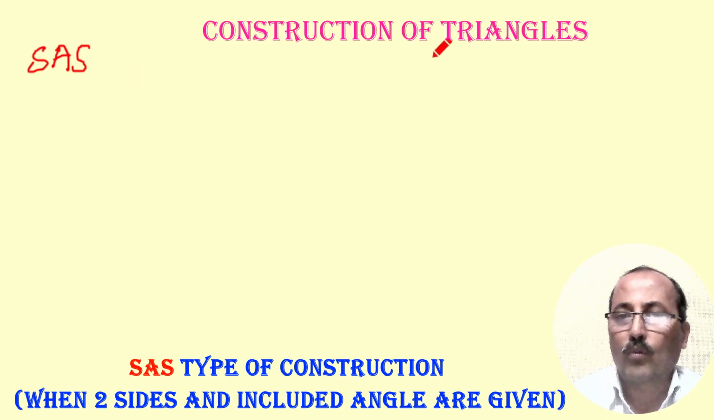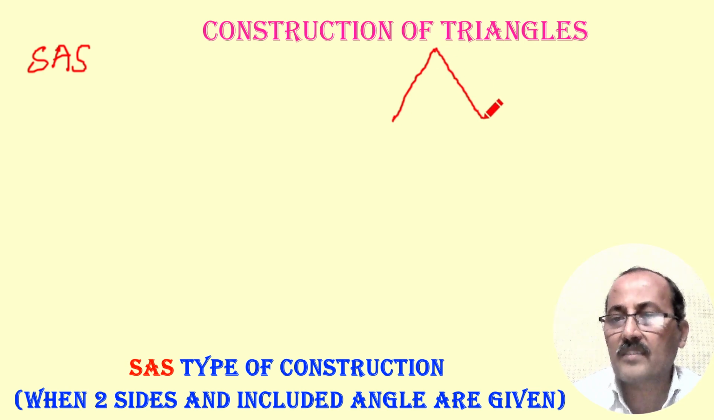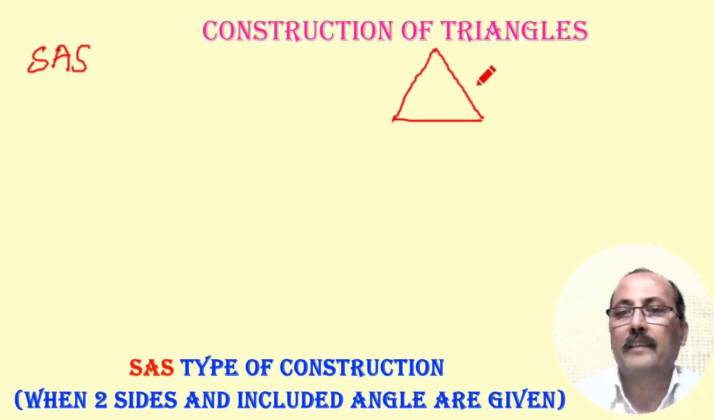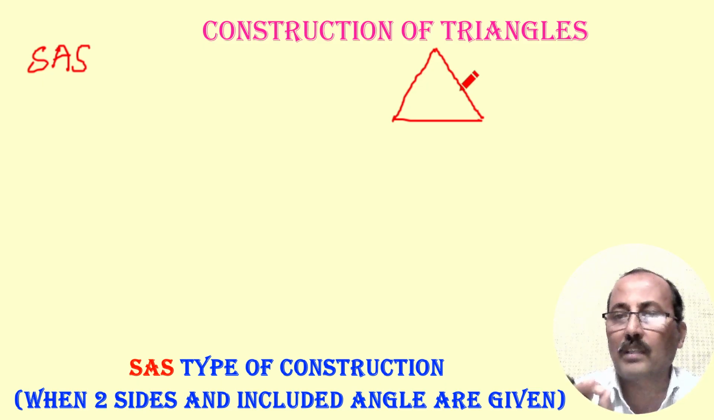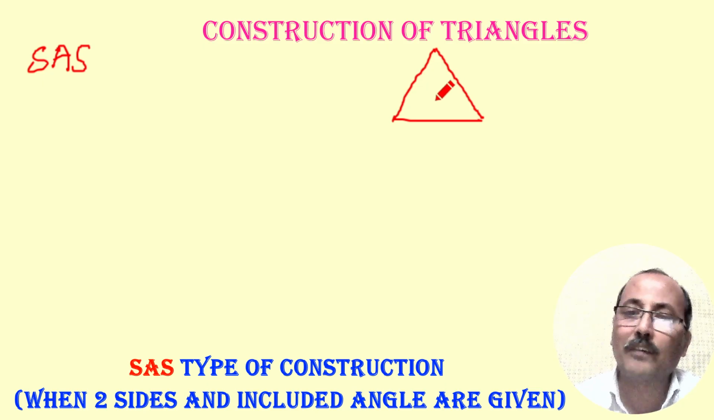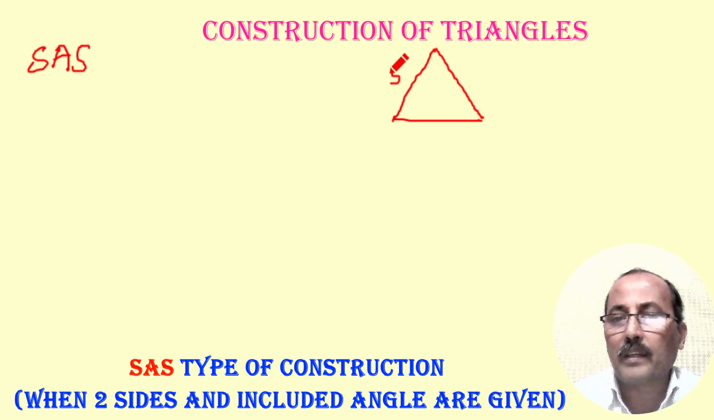I'll go to the rough diagram now. Consider a triangle. They won't say what type of triangle it is, or that you should construct it using SAS congruence. They will give just measurements. You have to understand. So how will that be given? 5 centimeter, A, B and C, 5 centimeter side, angle 50 degree, and again side 6 centimeter. Like this they will be giving.